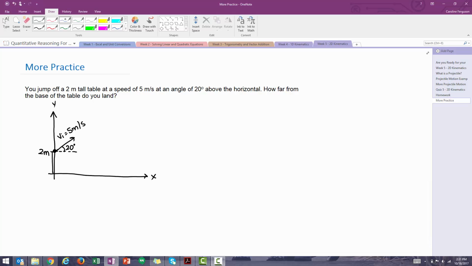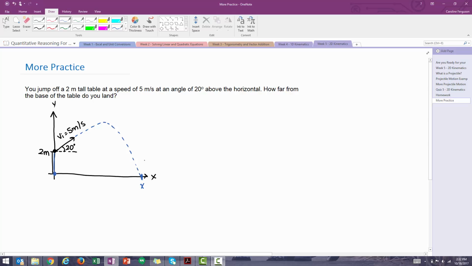Okay, so let's draw what will happen to you when you jump off this table. You're going to go flying up, and then eventually you'll come back down and land on the ground. And the question asks, how far from the base of the table do you land? So the question's asking you to find this point right here. This is the base of the table at the bottom. From there, how far do you land? So we're looking for that value there. I'm just going to call it x.